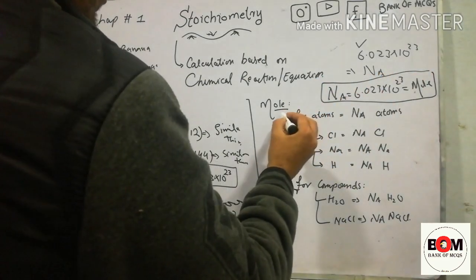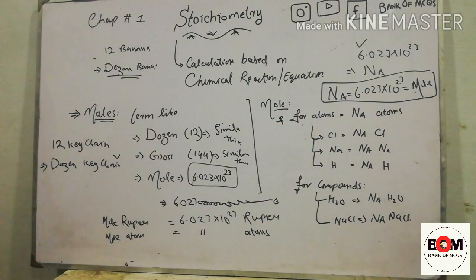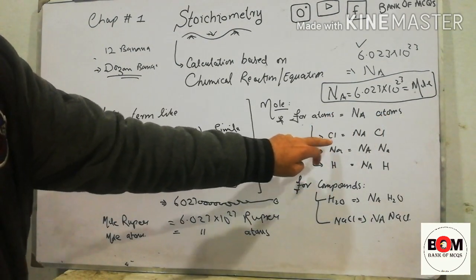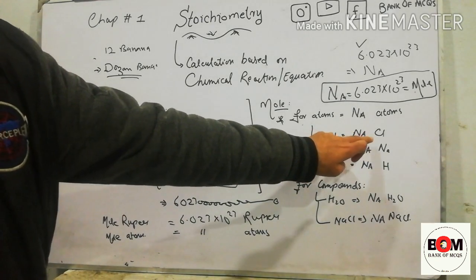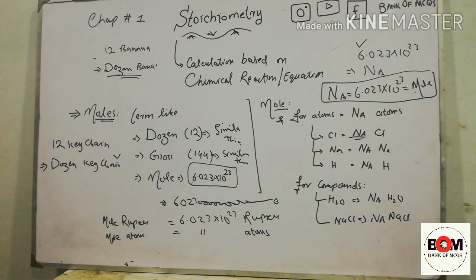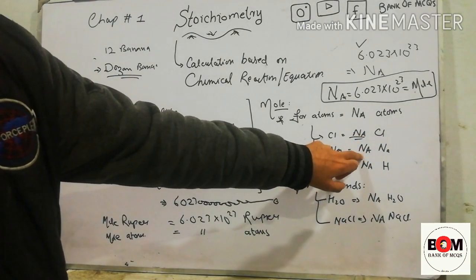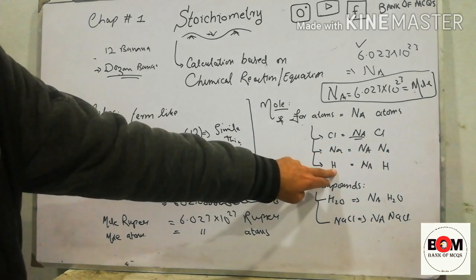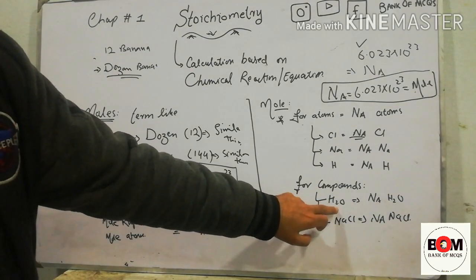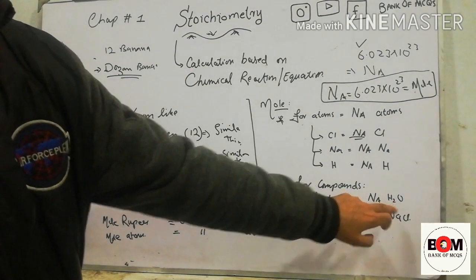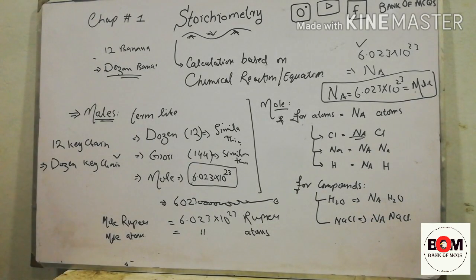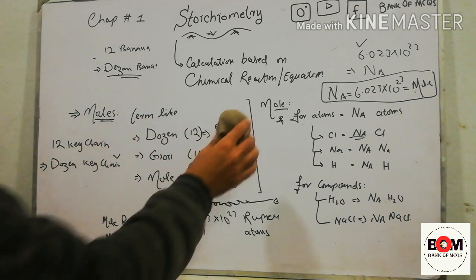For atoms, 1 mole of atoms is equal to Na atoms. Like for Cl, we can say that we have 1 mole of Cl, whose number is Na, or 6.023 multiplied by 10 raised to the power 23. 1 mole Na means that we have Avogadro number of sodium atoms. 1 mole hydrogen means that we have Avogadro number of hydrogen atoms. For compounds, 1 mole H2O means that we have Avogadro number of H2O molecules, and 1 mole NaCl means that we have Avogadro number of NaCl. This was the relation between mole and its number.